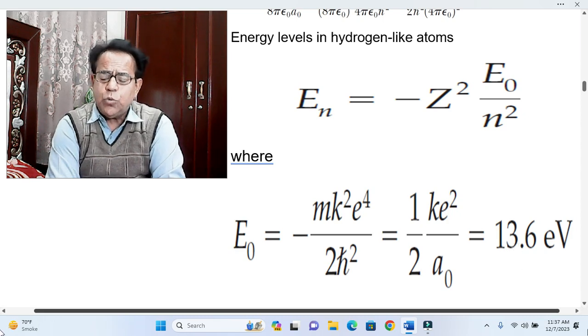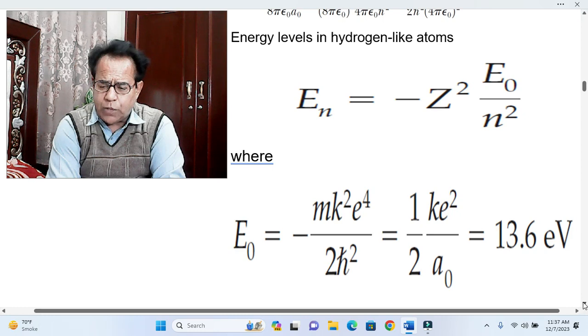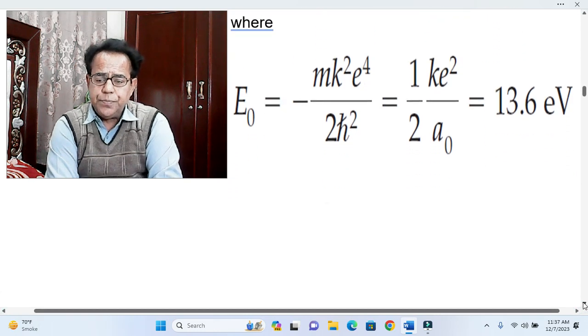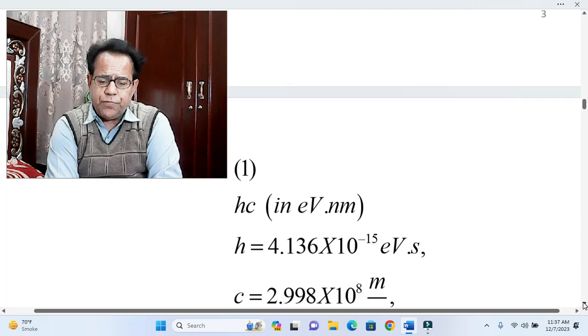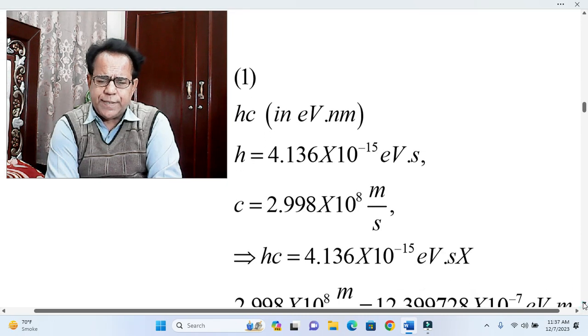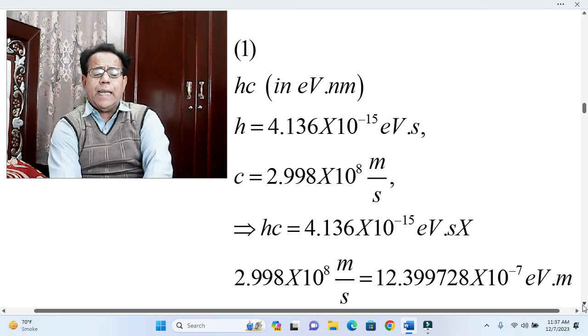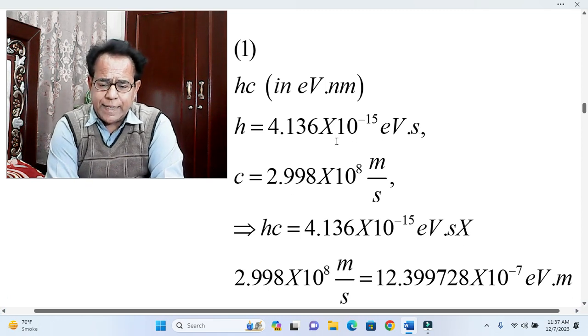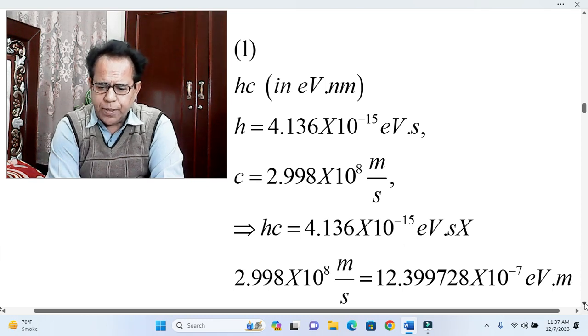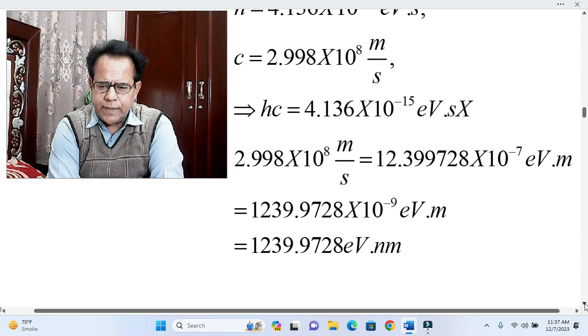So dear students, now we are going to our solution in a proper manner. Now we part first, hc in electron volt into nanometer. The value of h in that table is given separately, and the value of speed of light c is given separately, and when we multiply these two we get this.